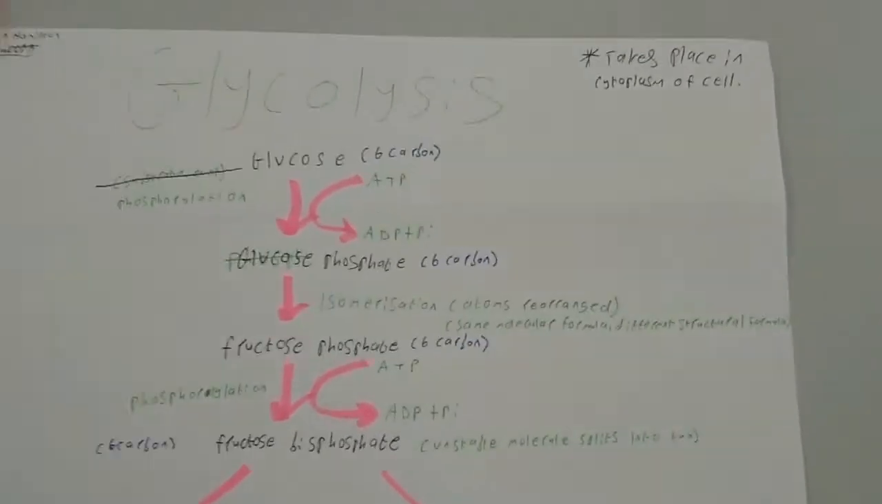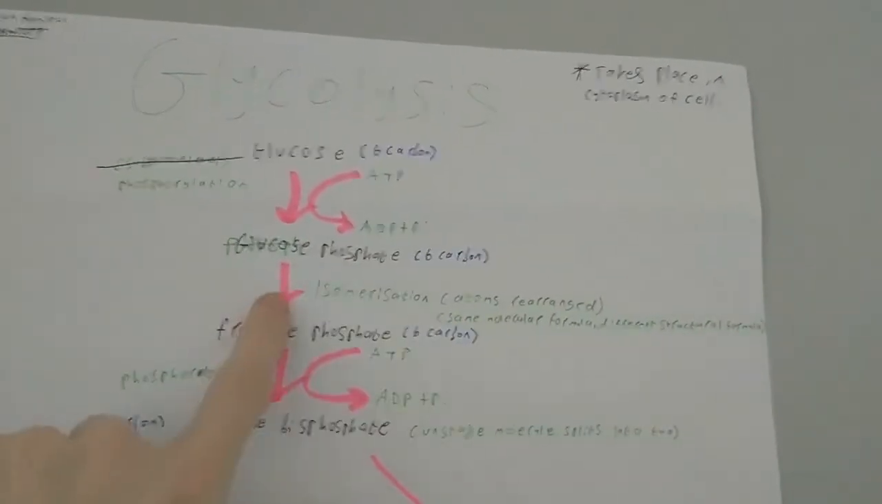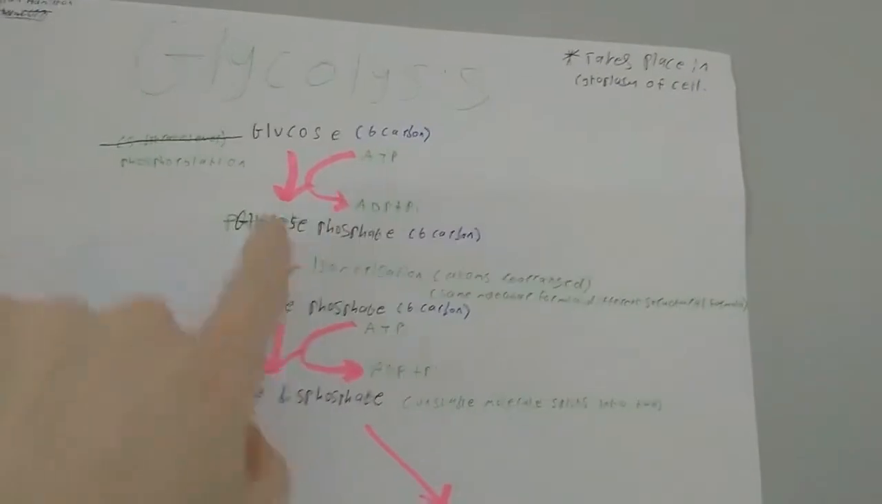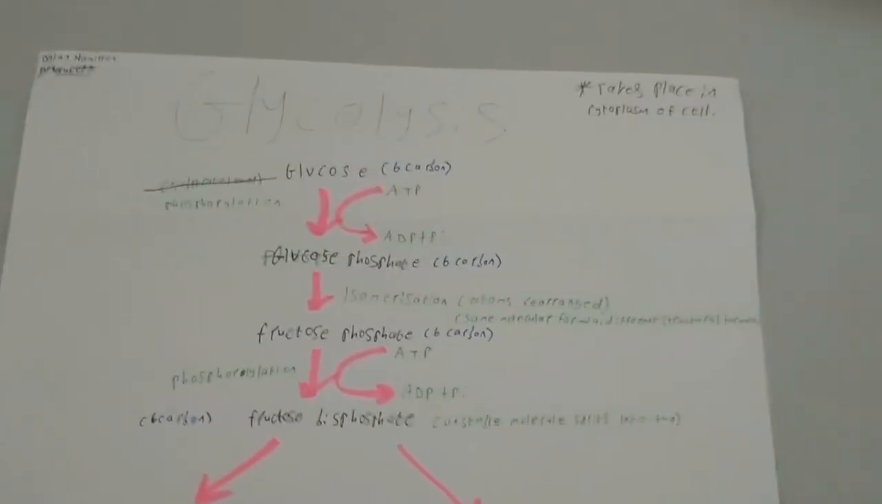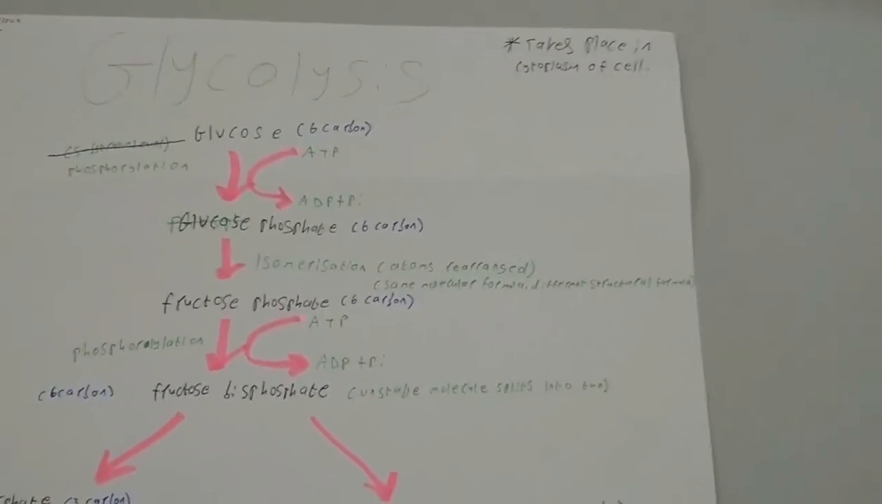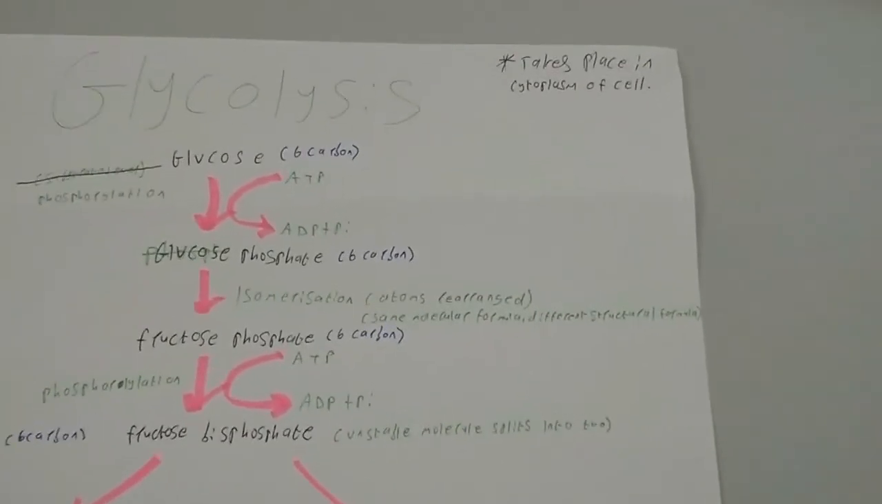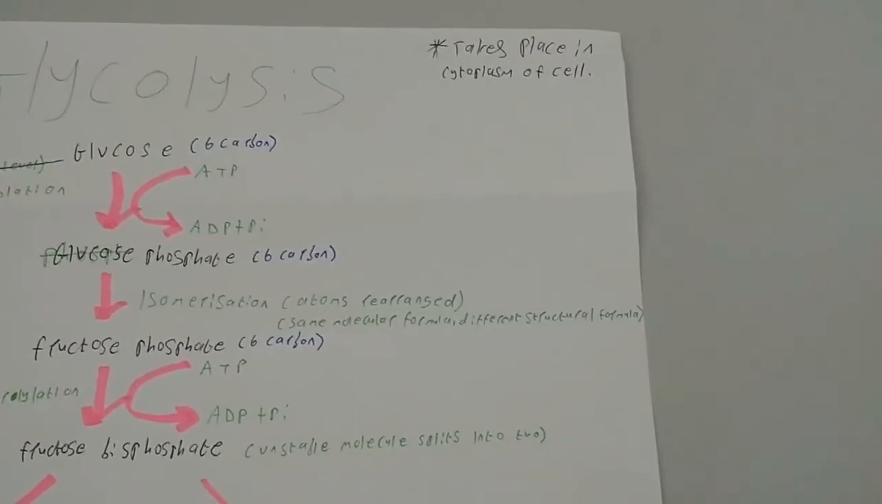You start off with one molecule of glucose. So this is all from one molecule of glucose. Now, it is transformed into glucose phosphate, which are both 6-carbon molecules, and ATP is moved into ADP. So you're essentially removing that phosphate. Then this glucose phosphate is moved into fructose phosphate in a process called isomerization, which is whenever the atoms are rearranged as they have the same molecular formula but a different structural formula.